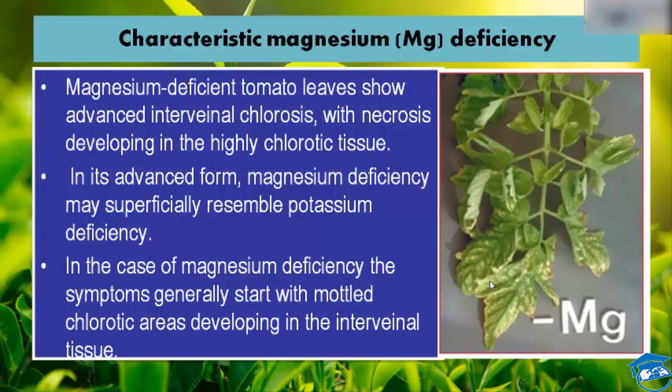In its advanced form, magnesium deficiency may superficially resemble potassium deficiency. In case of magnesium deficiency, the symptoms generally start with mottled chlorotic areas developing in the intervenal tissue.